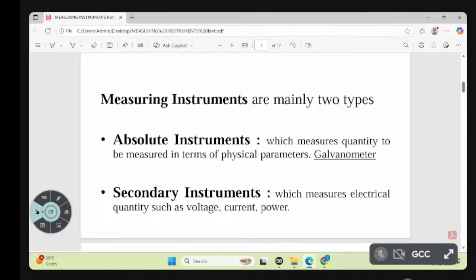And secondary instruments are nothing but what we generally use. That is a voltmeter. Directly we will measure the voltage. We will not compare with anything.